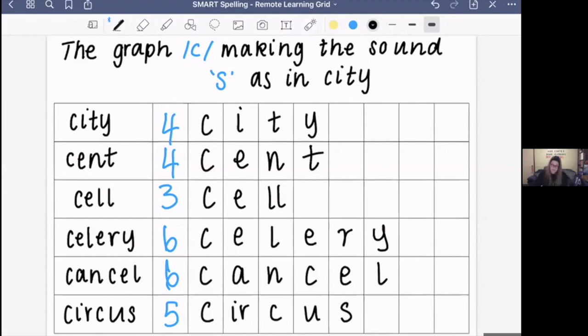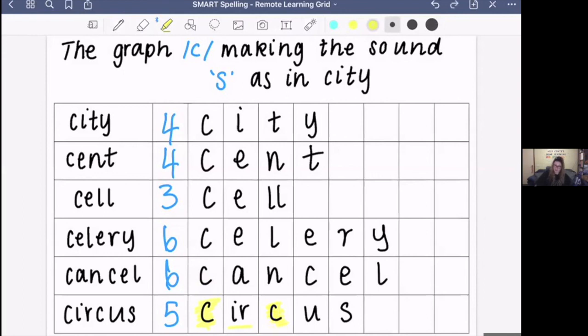In this word as well, we also have 2 C's and they both make different sounds. Again, we've got the C at the start, S, circus, that is making our S sound. Then we also have the second C, k. That second C is making the sound k.